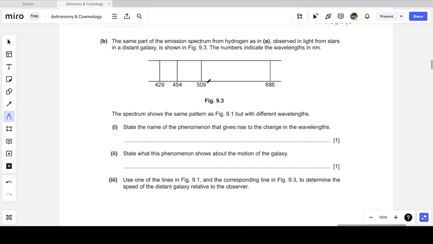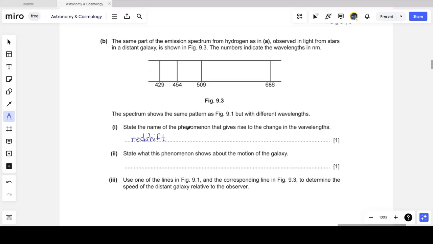And this is because we know that the star is moving away from us, so the light must be redshifted. The spectrum shows the same pattern as figure 9.1, but with different wavelengths, as I just said. We first want to state the name of the phenomenon that gives rise to the change in wavelengths. We know this is the Doppler redshift, or simply the redshift is fine.